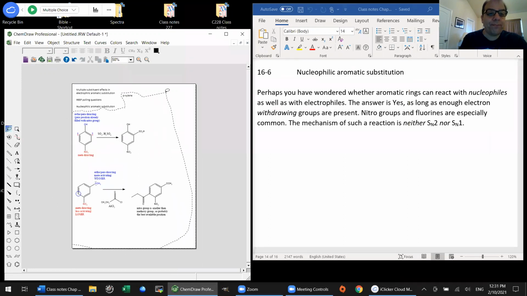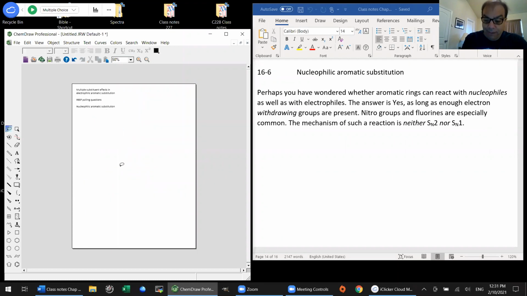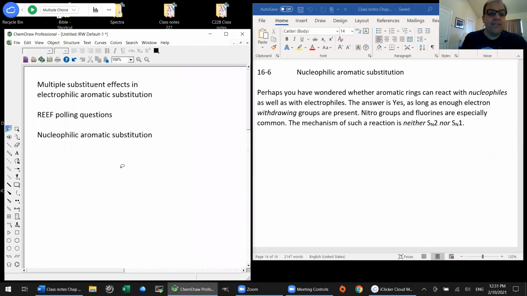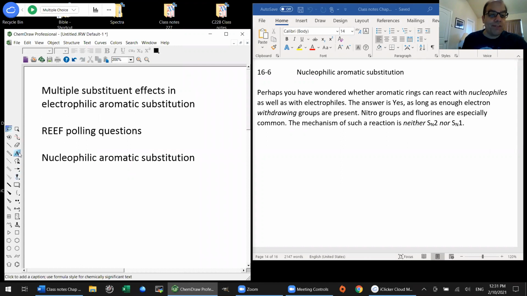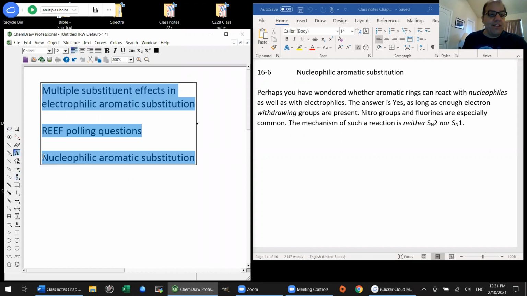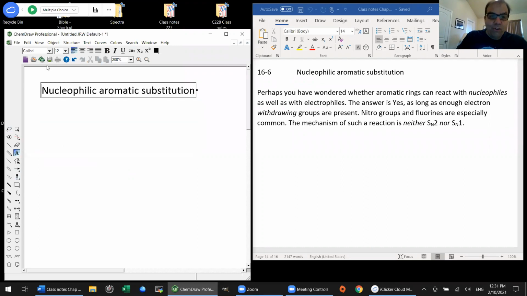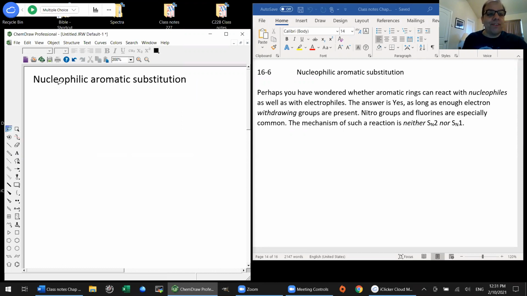So, as I said, the other topic I'd like to cover today is on nucleophilic aromatic substitution. And in a process of nucleophilic aromatic substitution, we're basically going to take pretty much everything we said about electrophilic aromatic substitution and stand it on its head. It's pretty much going to be the polar opposite of electrophilic aromatic substitution, as you can tell by the name.